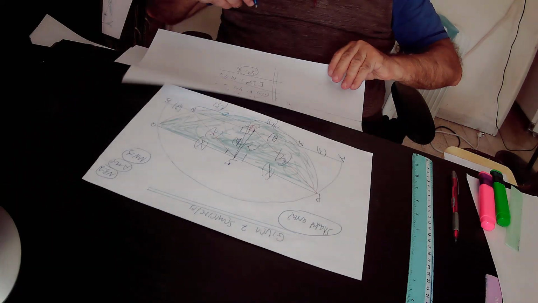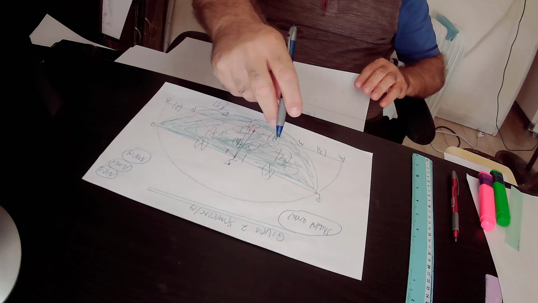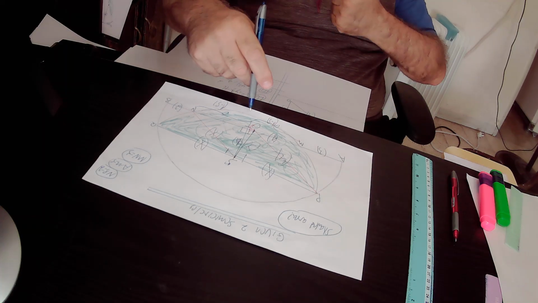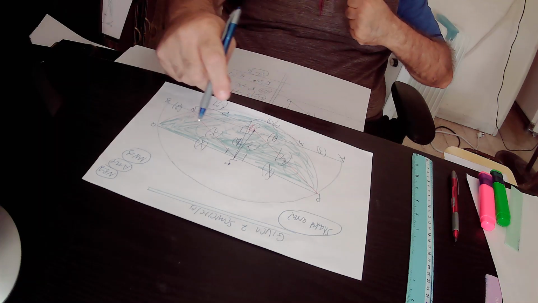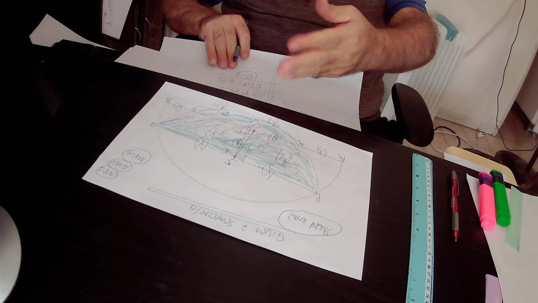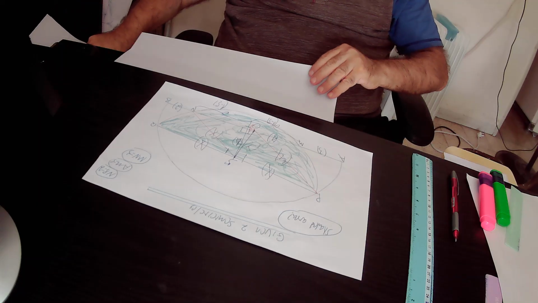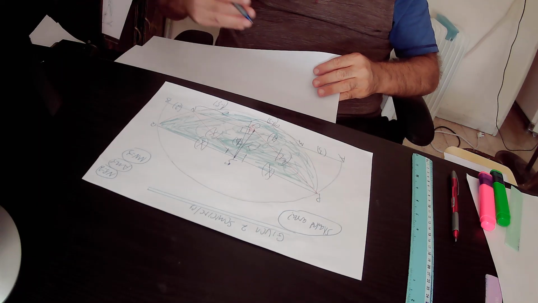Our task is to find this shaded area. The shaded area is actually the area of the small semicircle, this small semicircle. The radius of this small semicircle is x, and therefore the area of this small semicircle is actually the shaded area.